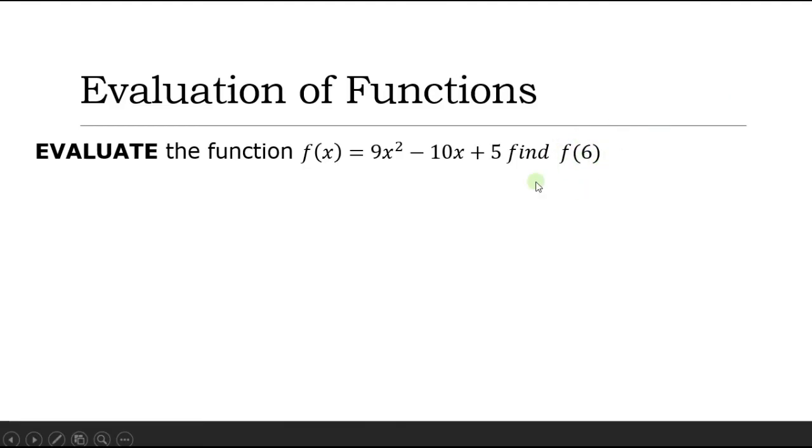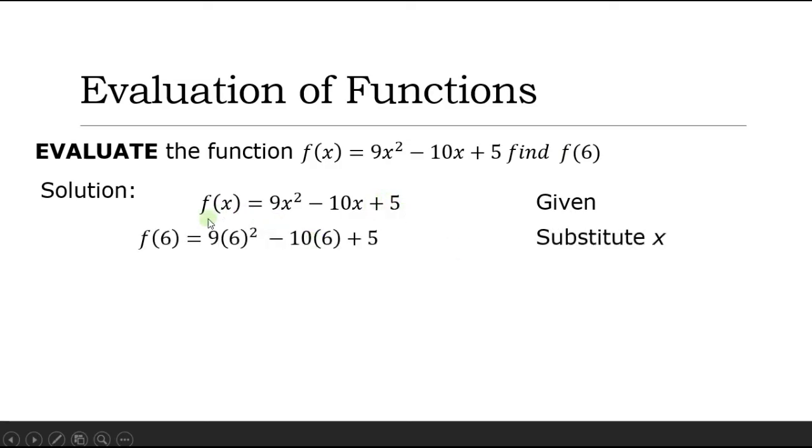Ibig sabihin, ang gagamitin nating x ay 6. Definitely, ipapalit mo lang ang 6 sa lahat ng x ng ating given function. So, from being f of x is equal to 9x squared minus 10x plus 5, ito ay magiging f of 6 is equal to 9 parenthesis 6 squared minus 10 parenthesis 6 plus 5.